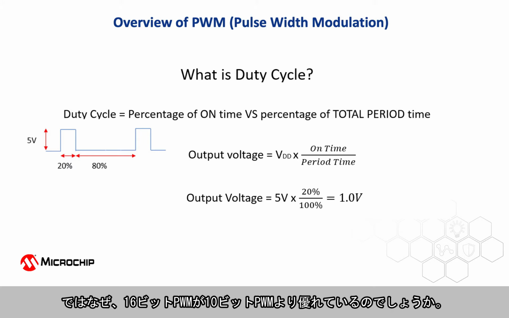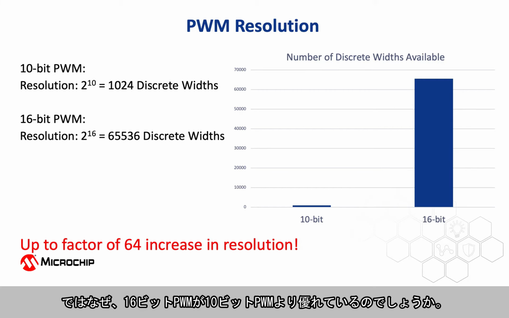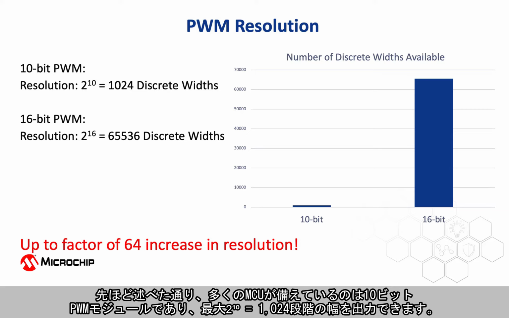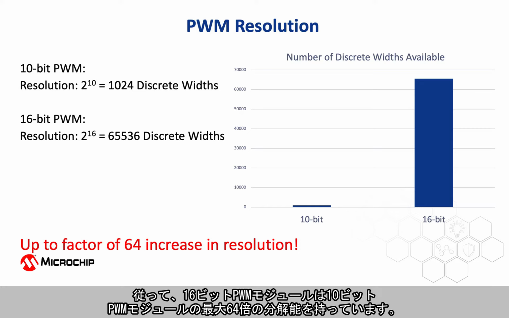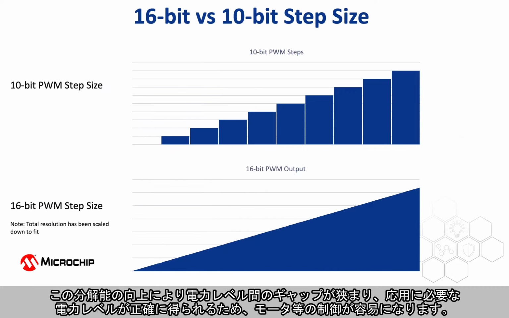So then why is a 16-bit PWM better than a 10-bit PWM? As mentioned earlier, many microcontrollers have a 10-bit PWM module, which is able to output up to 2 to the 10, which is 1024 discrete widths. However, a 16-bit PWM module is able to output 2 to the 16, which is 65,536 discrete widths. So a 16-bit PWM module yields up to 64 times the resolution of a 10-bit PWM module. This increase in resolution decreases the step size between power levels, making it much easier to control your output device, such as a motor, with exactly the power level needed for your application.